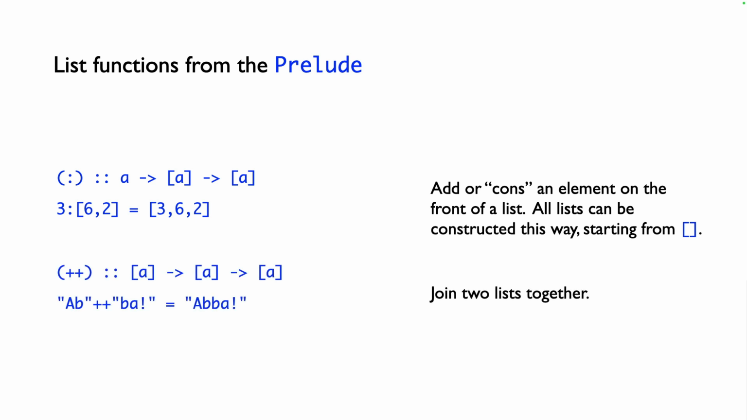Complementing that is the plus plus operation, which takes 2 lists and concatenates them together. You can see an example there with a string where I'm building the string ABBA from AB and BA. And note that that's a different type. Plus plus takes 2 lists and gives us a list. Cons takes an element and a list and gives us a list.